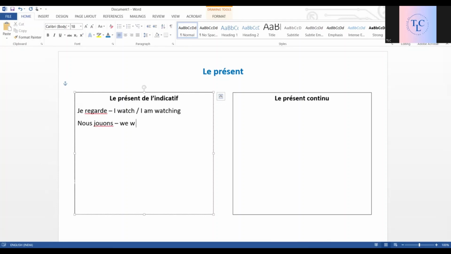Okay, similarly, nous jouons. We play or we are playing. Okay, so if I want to say we play in general or as a habit, then also I'll use nous jouons. And when I'm saying we are playing right now, that is ongoing, then also we use nous jouons. And this is the same for all the verbs.